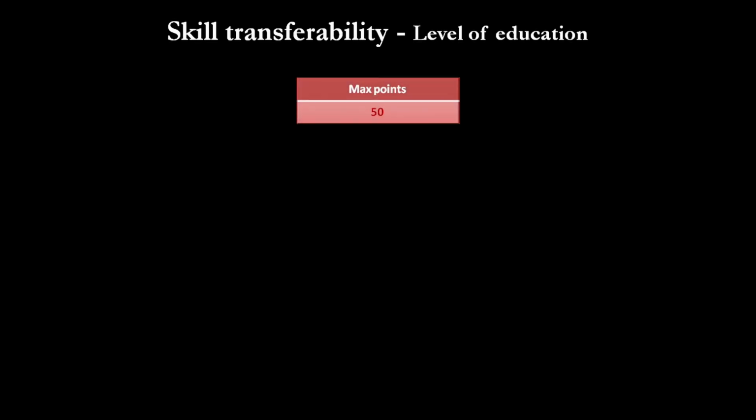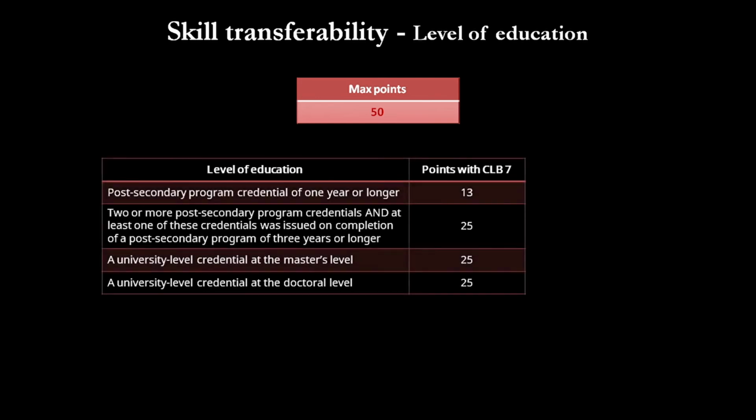But having said that, there's another factor which you need to consider in level of education. That gives you an additional 50 points. So how do you obtain that? It's nothing but if you have a level of education which is more than a post-secondary program, you get 25 points if you're having CLB 7.